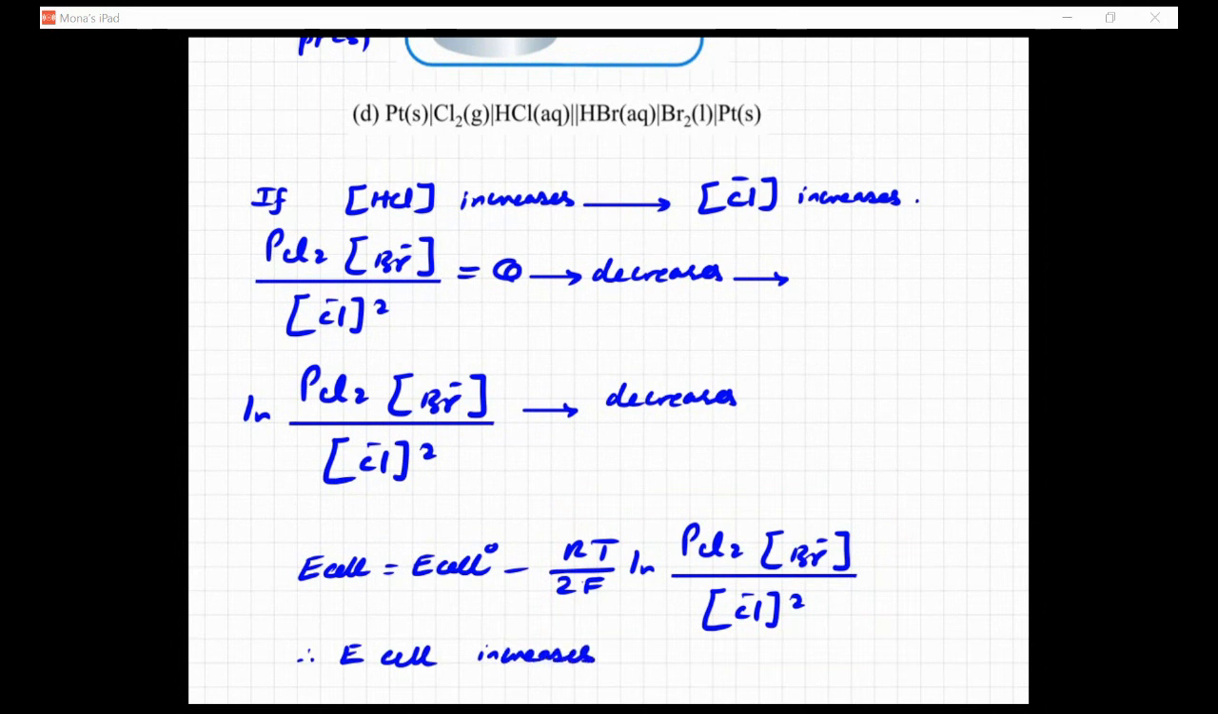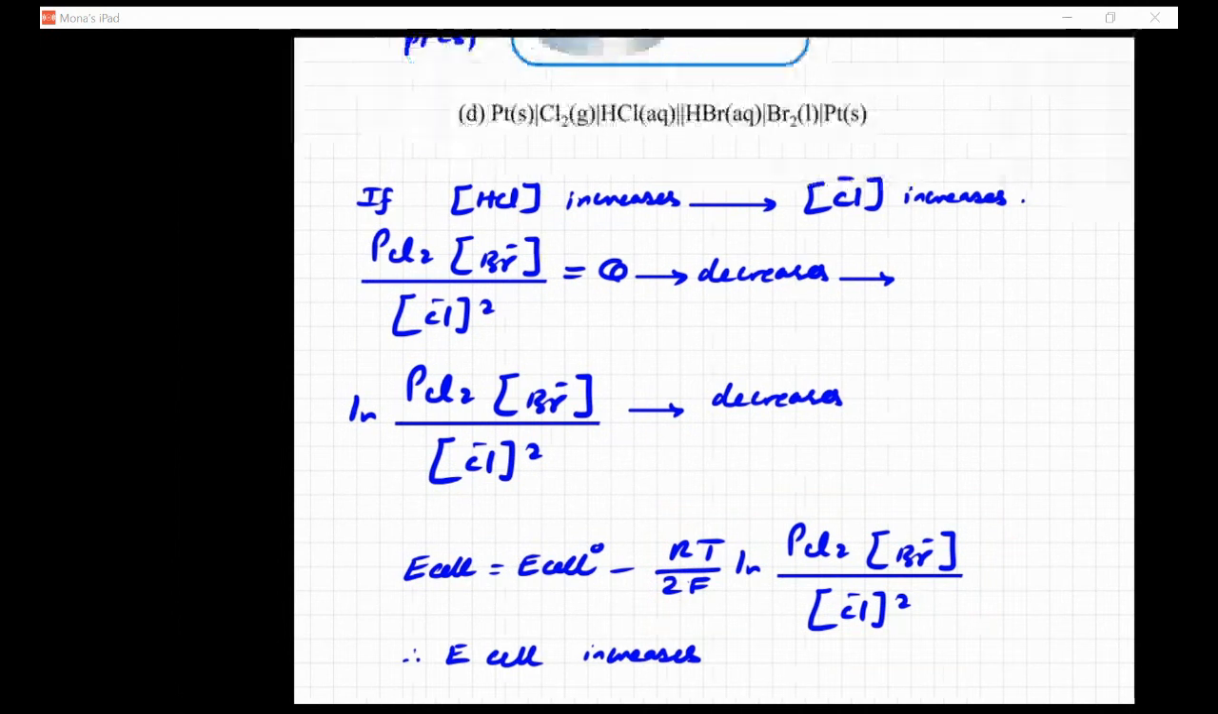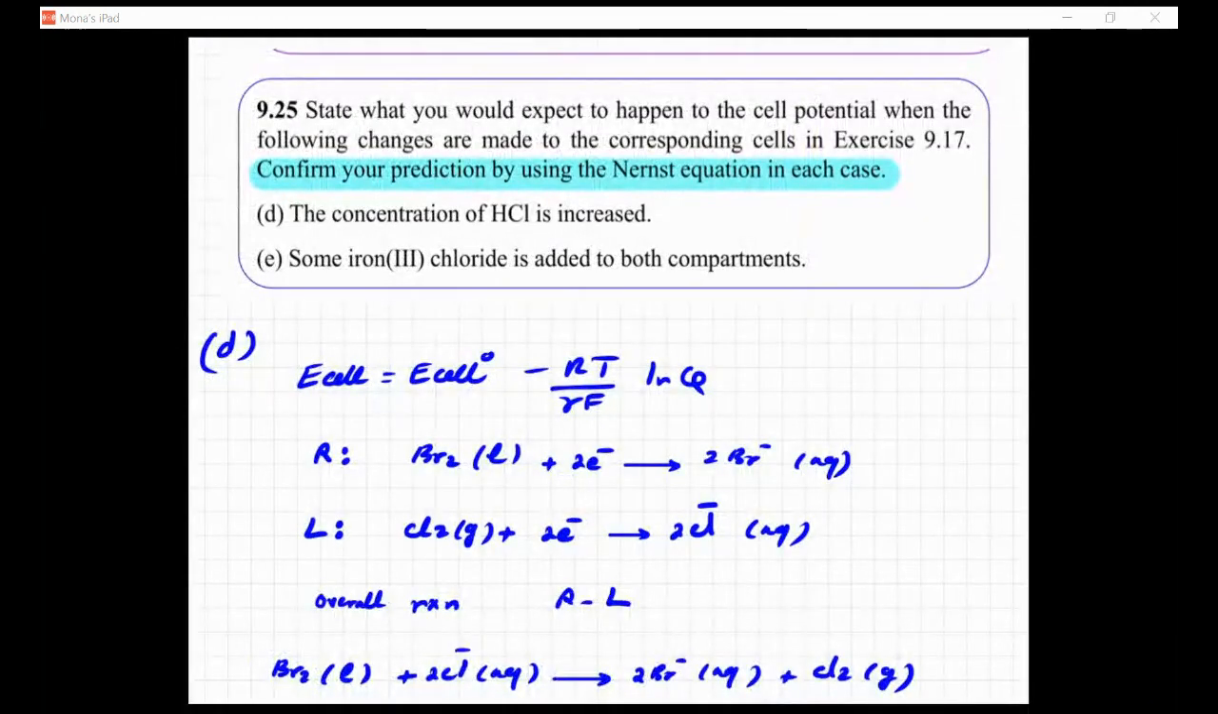But we have to explain. If you have such a question, you cannot simply say it will increase or decrease. You have to explain, at least. Now, the other question here.